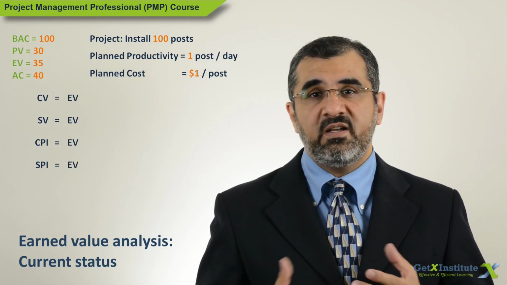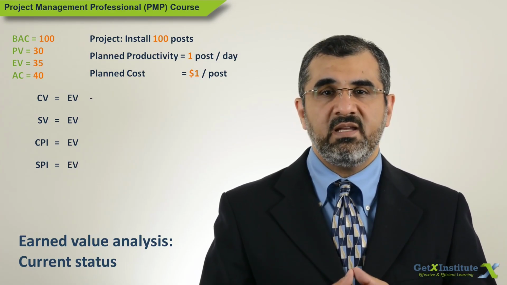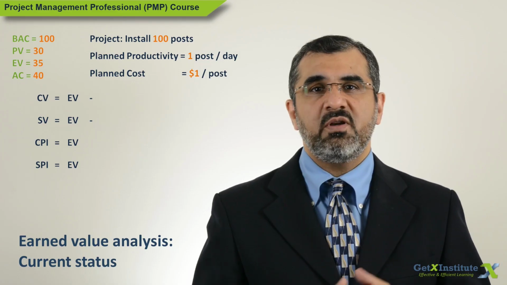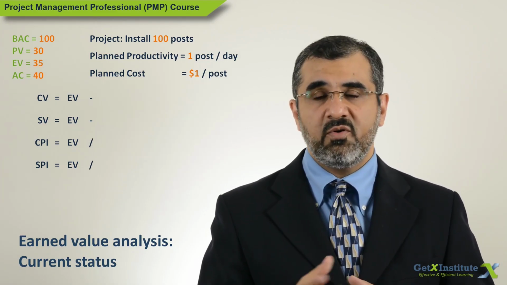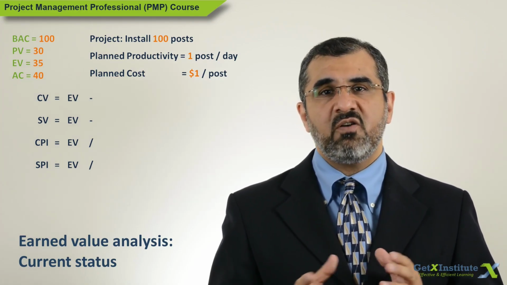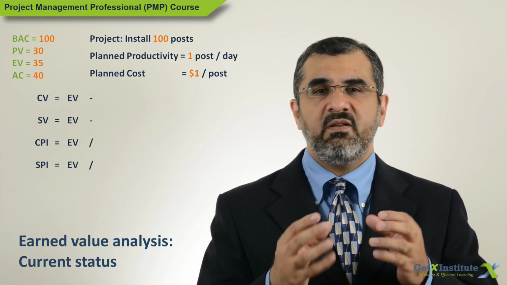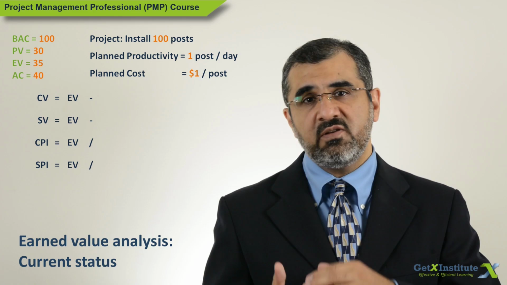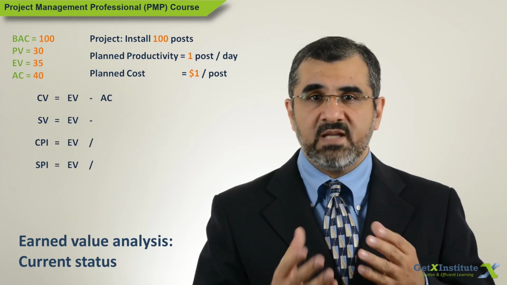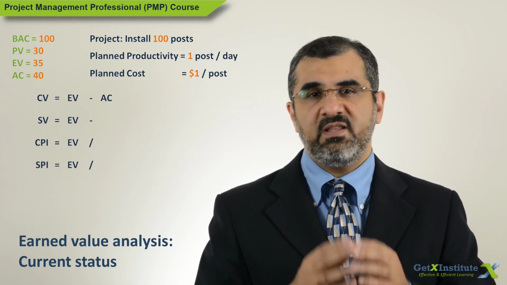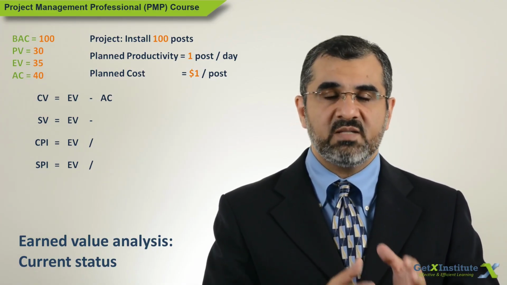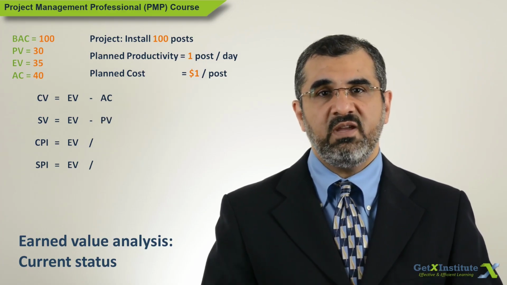Then the variances are differences, so put down minus sign after EV for both variances. And indices are ratios, so put down division sign after EV for both indices. Now the last term for all 4. CV is cost variance, which is the difference between the value of the work completed and how much was actually spent to complete it. So the term is AC. SV is the schedule variance, which is the difference between the value of the work completed until the status date and what should have been completed as per plan. So the term is PV.